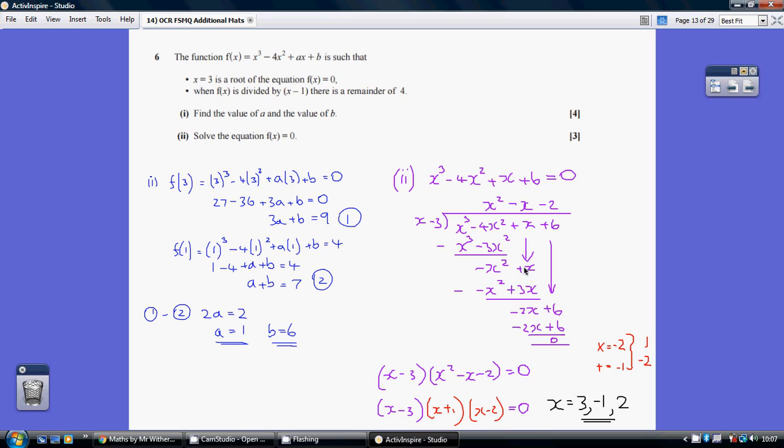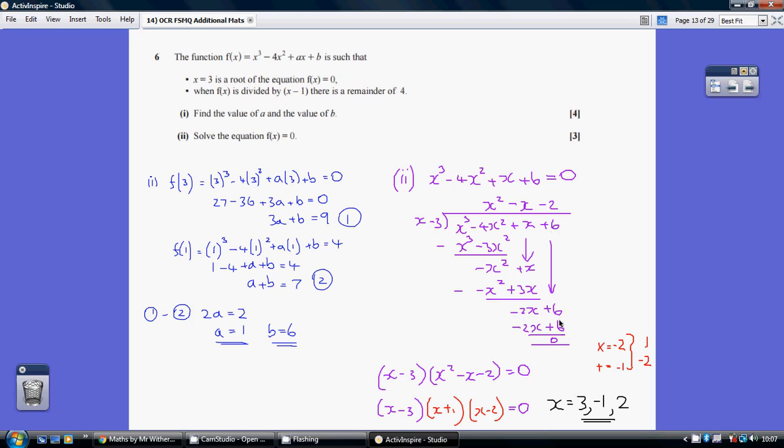We then draw down our plus x and start again. We say to ourselves, x times what gives us this minus x squared? That's this minus x. Minus x times x is obviously our minus x squared. And minus x times minus 3 is plus 3x. And we take this away from this. This goes, x minus 3x is minus 2x. That's the end of the second lap.